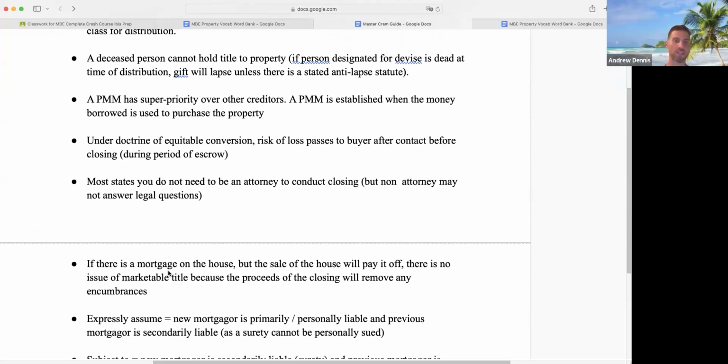A purchase money mortgage has super priority over other creditors. A purchase money mortgage is established when the money borrowed is used to purchase the property.